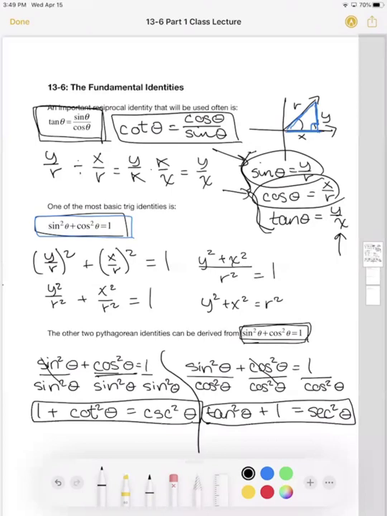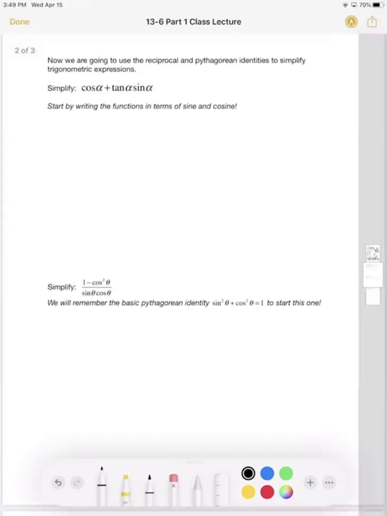All righty, let's move on and see how we can apply some of these identities to help us simplify trigonometric expressions. So the first thing we want to do is, I'm just going to take an example. There are so many of these, and you're going to do some for homework tonight.